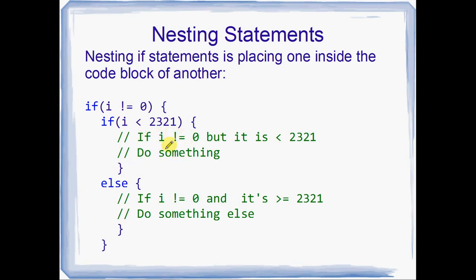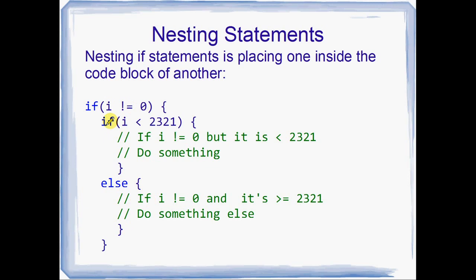So the code inside there will only execute if I does not equal 0, which is from the first condition. If the first condition is false, it's going to jump straight down to the bottom, outside the curly braces altogether. Okay, so assuming the first condition is true, I is not 0, but I is less than 2321, that's this second condition just here, that's when this code here will execute. Otherwise, we come down here to this else. This else just here is nested as well. It's still inside the if I does not equal 0. So we know when we're here that I doesn't equal 0.